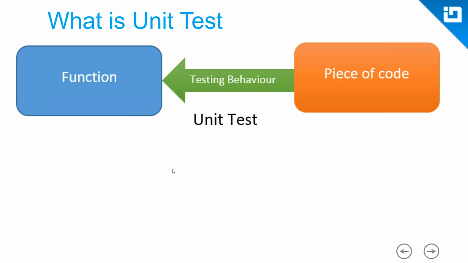So what is a unit test? A unit test is nothing but a piece of code which you write as a developer to test the behavior of the function which you are implementing. For example, if you are implementing an add function inside a calculator application, the expected behavior of that add function would be that when you pass 5 and 6, it should return 11.